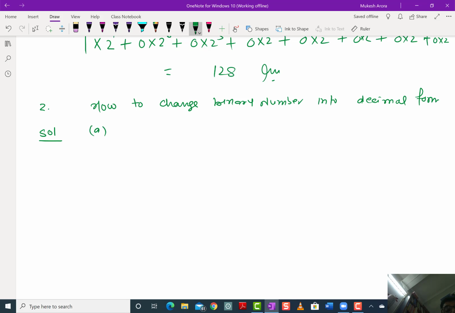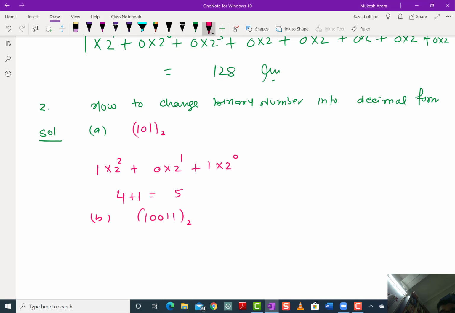Question number 1 is 1012. So it will be 1 into 2 raised to the power 2 plus 0 into 2 raised to the power 1 plus 1 into 2 raised to the power 0. This is 4 plus 1. Answer will be 5. B.